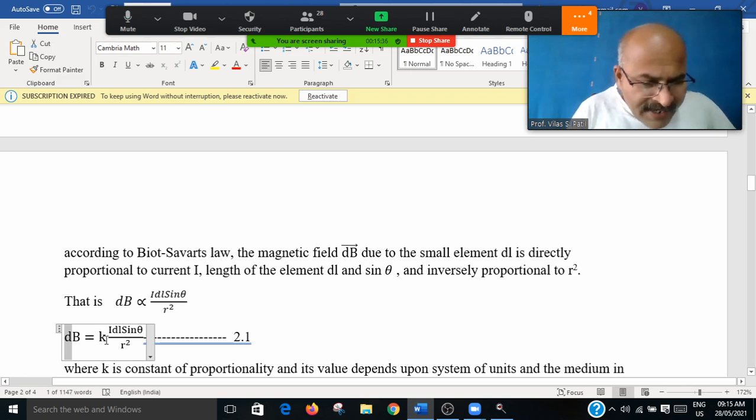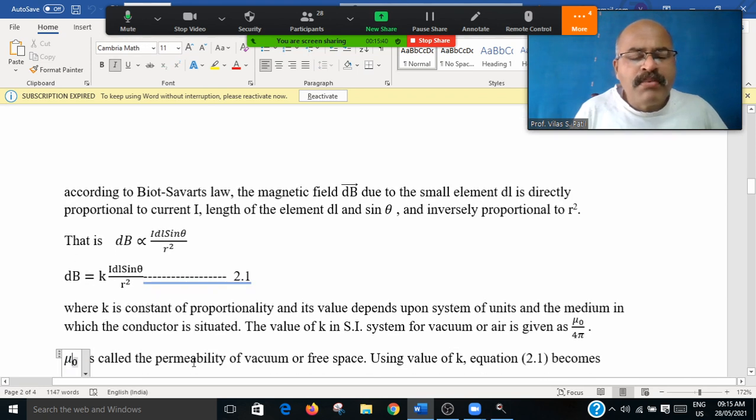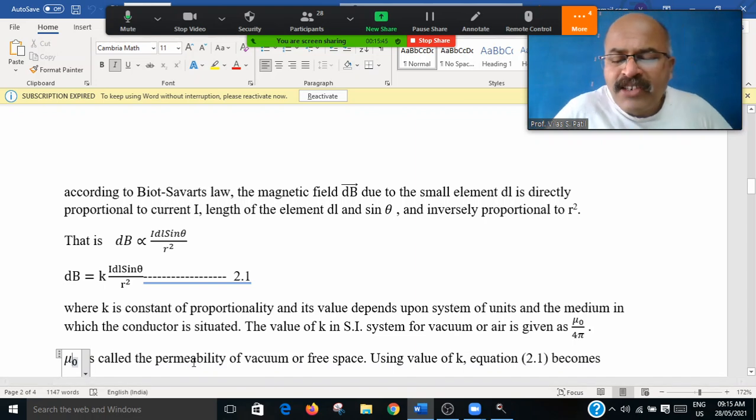That is, k into I dl sin theta. K is the proportionality constant, and what is the proportionality constant? Its value depends upon the system of units and the medium. In the SI system of units, k is equal to mu 0 divided by 4 pi.